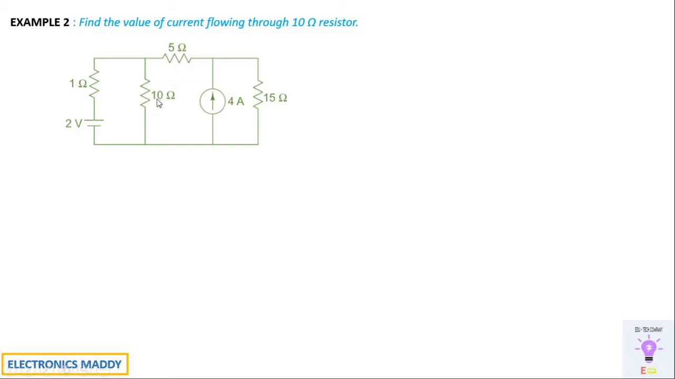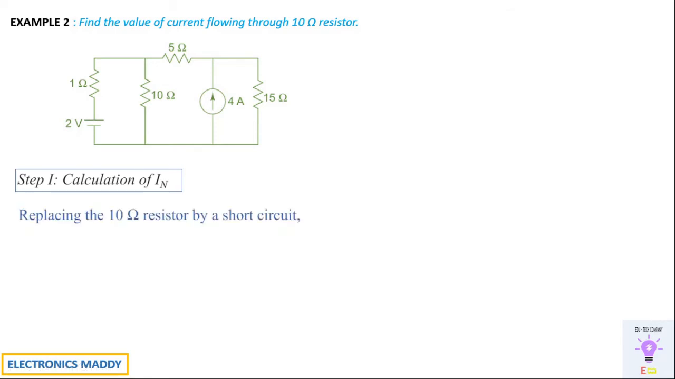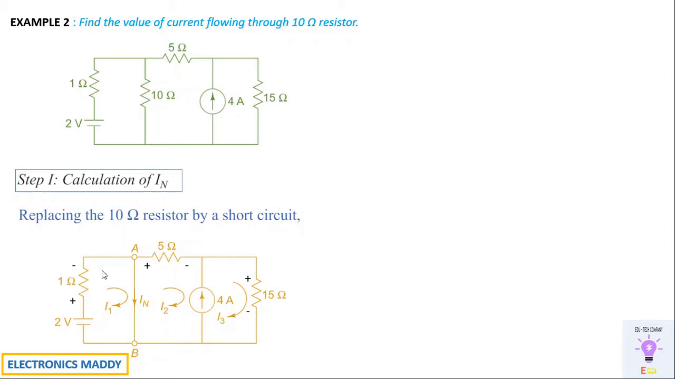Not necessarily, if you observe the circuit, usually the load resistor will come at the end, but they might ask you the current flowing through any of the branches as well. So in this case, they have asked us to find the current flowing through the 10 ohm resistor. The first step is to calculate the value of IN. How do we do that? By replacing the 10 ohm resistor with a short circuit, we will arrive at this point.